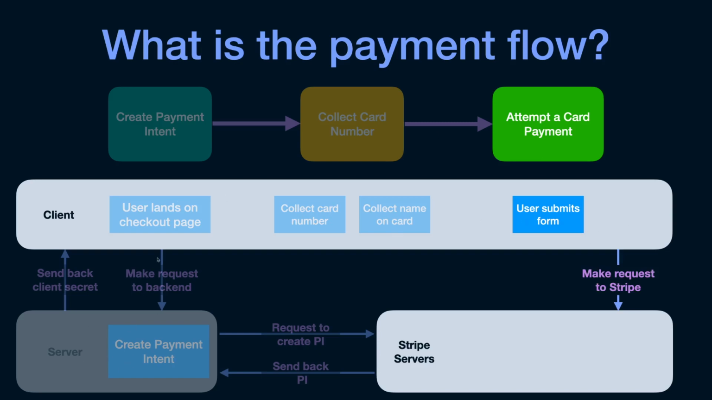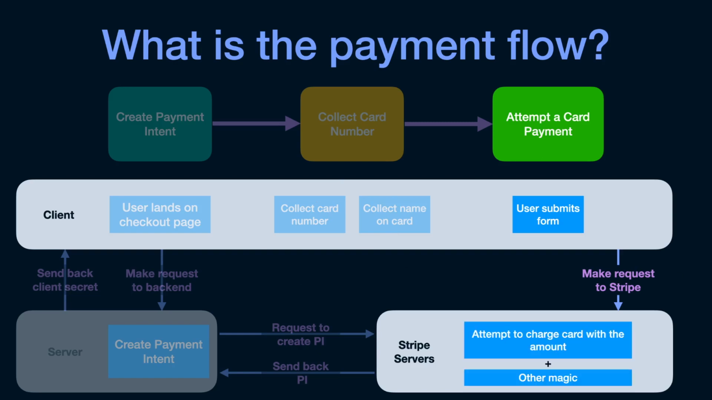What happens is our client now, keep in mind that our server is not involved anymore. Our client, because we already have the client secret, is going to take that client secret and the details that the user has submitted, and is going to make a request to Stripe to confirm that card payment. So basically what we are saying is, do you remember the payment intent you just sent me? The payment intent had a specific client secret, and now I actually have a card number and a customer name. Can I confirm that payment?